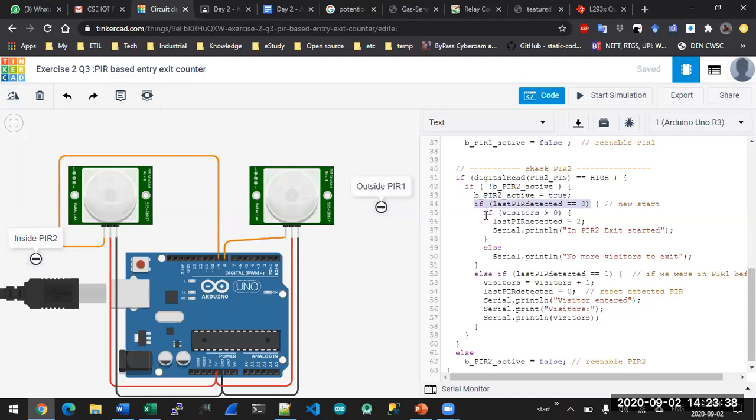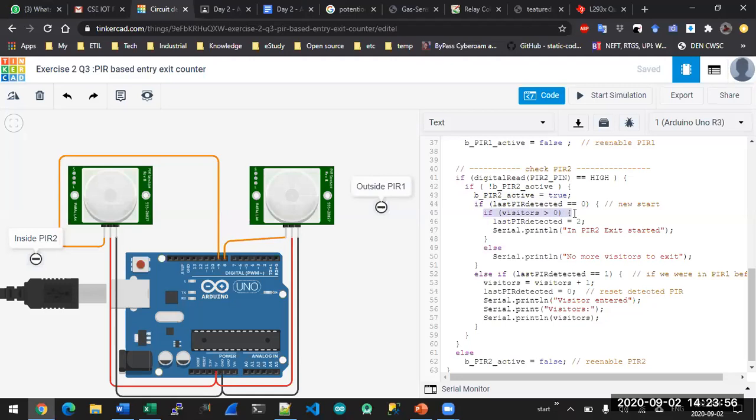Before starting the exit condition, we are checking here if visitors is greater than 0. Because if visitors is already 0 in the very beginning, the count will decrease to -1. So that's why we are checking if visitors is greater than 0.